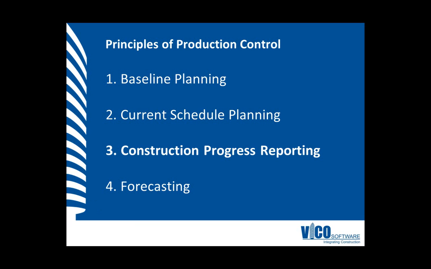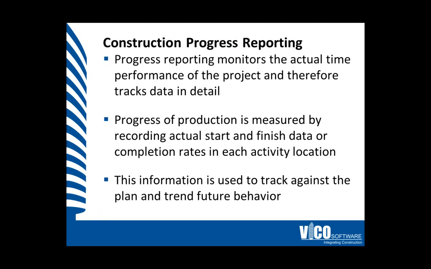The third principle of production control is construction progress reporting. Progress reporting monitors the actual time performance of the project and therefore tracks data in detail. Progress of production is measured by recording actual start and finish data or completion rates in each activity location. This information will be used to track against the plan and trend future behavior.